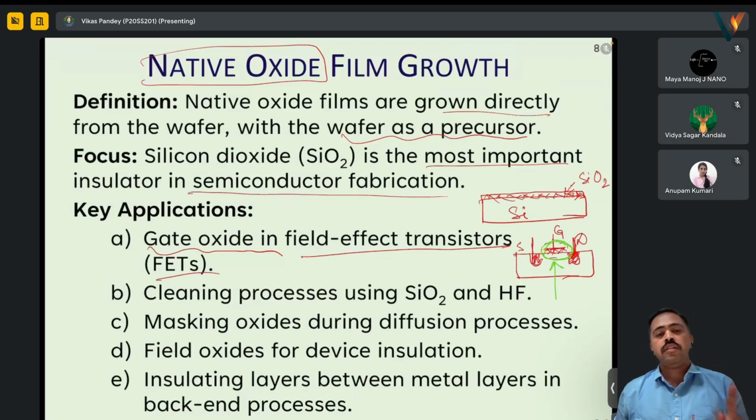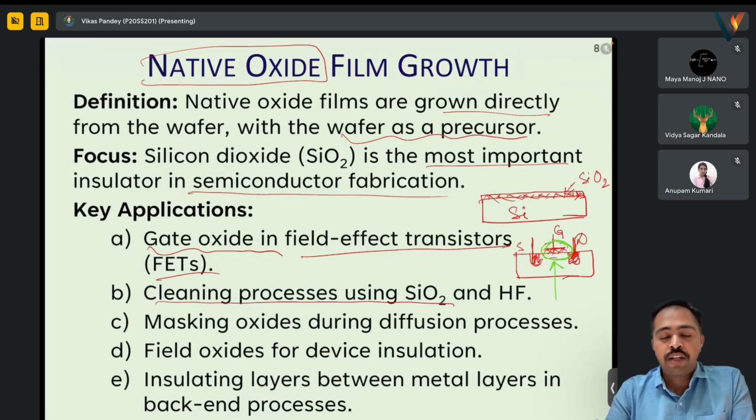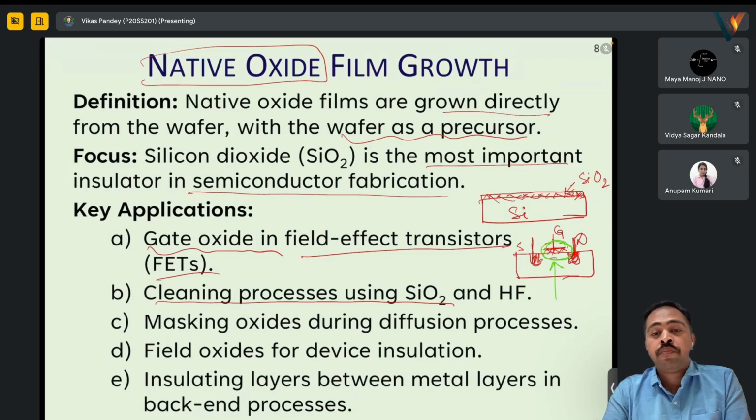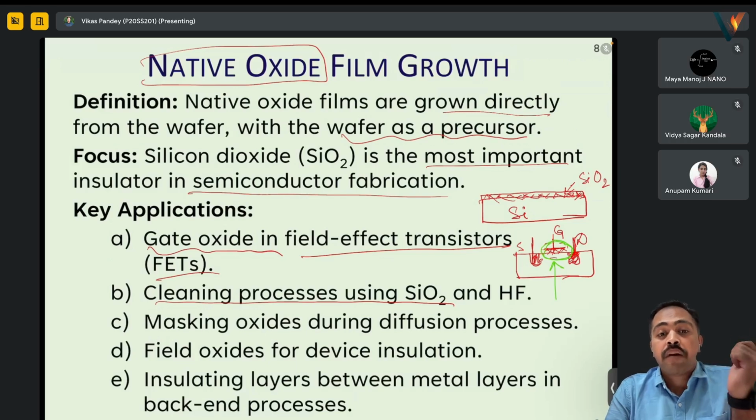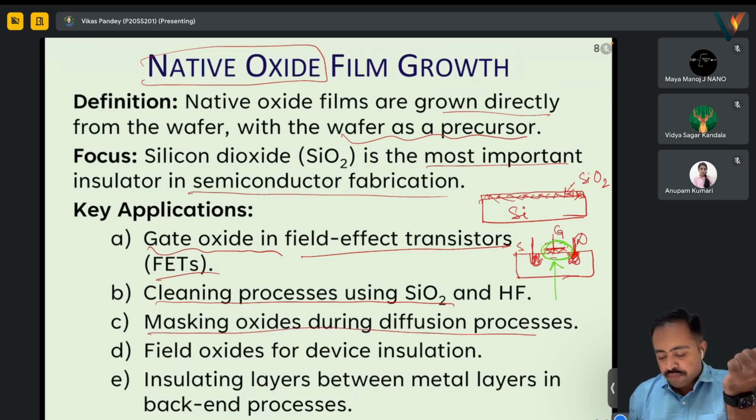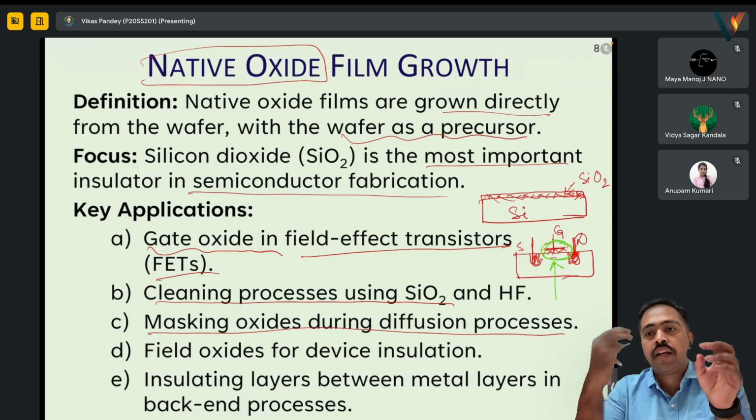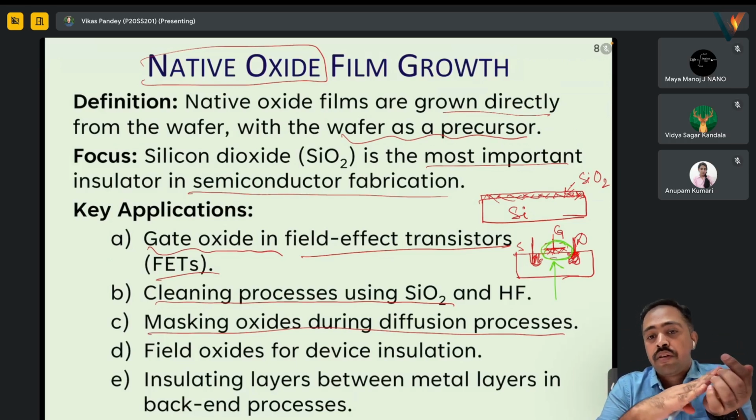So the first one is gate oxide. Second, we are using cleaning oxide in the cleaning process also. We were using SiO2 that was being removed using HF. Remember in the first week we covered that the HF dip was used to remove the native SiO2. Then there are masking oxides. In case of diffusion as well as ion implantation, SiO2 is used as masking, that is, it will cover the area in which we don't want the diffusion to occur.